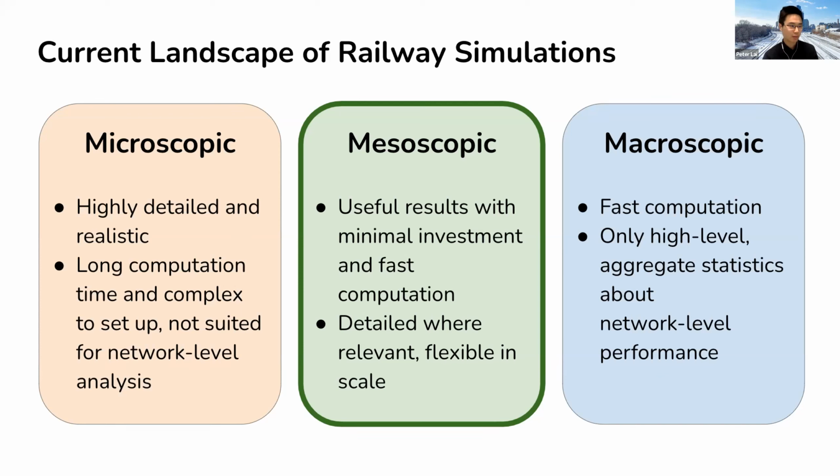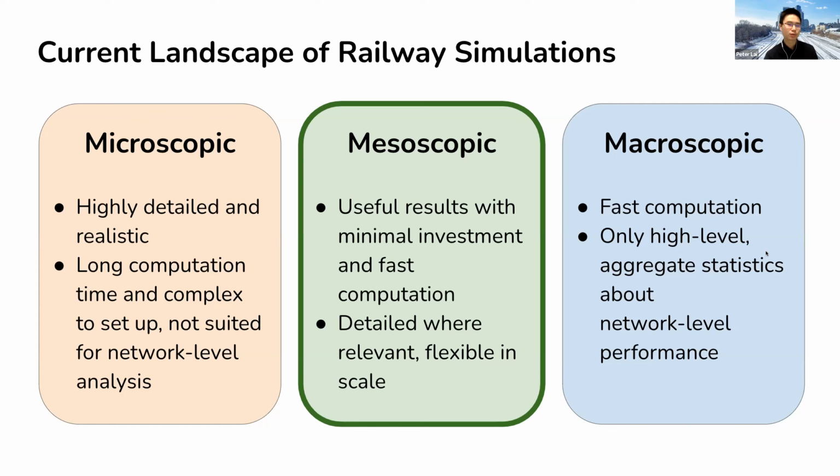On the other side, we have macroscopic models, which are also traditionally used in rail modeling. And they're like the opposite of microscopic models, where the network representation is very much abstracted. So we can get results really fast, but those results are limited to higher level aggregate stats about network level performance. So you can't really easily capture things like delay propagation, for example. So between the traditional micro and macro simulation models, we see trade-offs in speed and granularity.